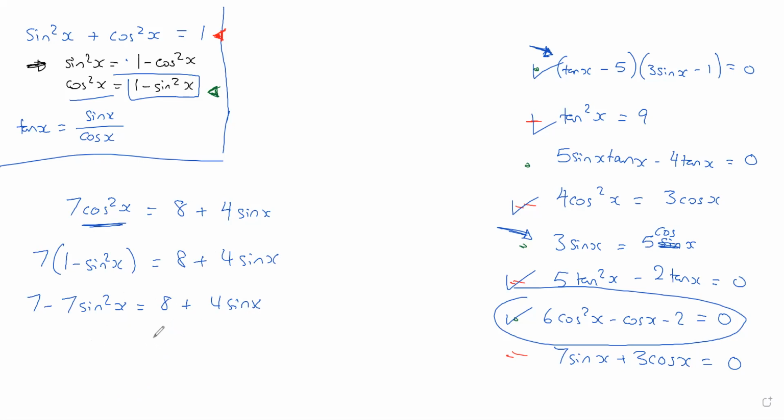So what am I going to get? I'm going to get 7 sine squared x here plus 4 sine x here. I've got a plus 8, and now I'm taking away 7 here. This is going to give me equal to 0, which I'll now just clean up. So this actually becomes, flipping the sides, 7 sine squared x plus 4 sine x plus 1 equals 0. And I just put that into the quadratic formula as normal. Let's see what numbers I get.